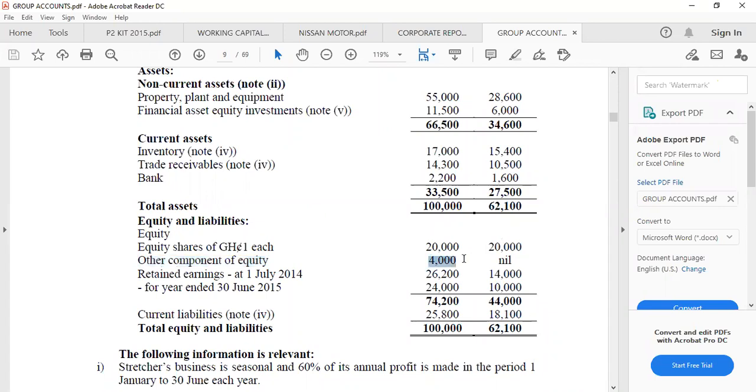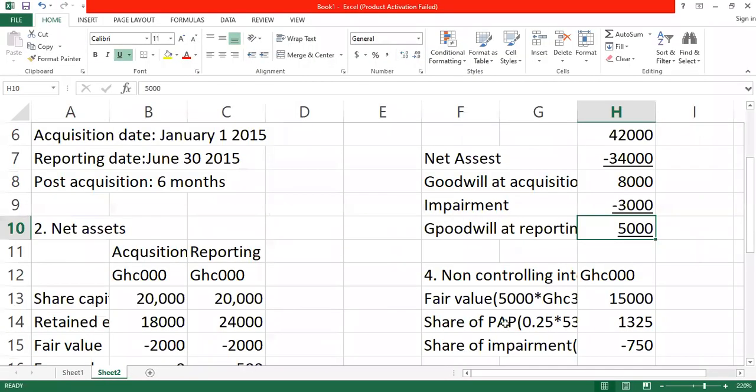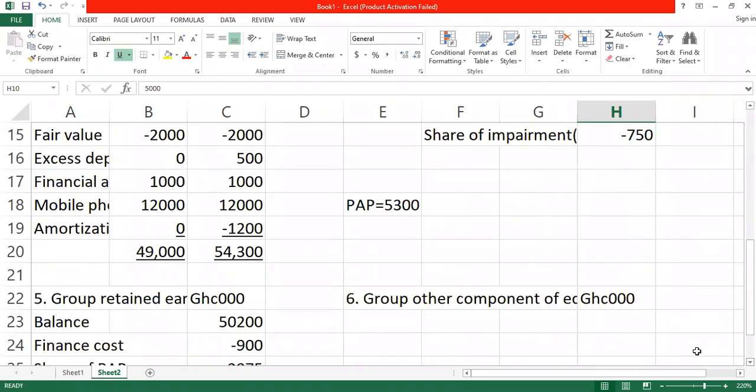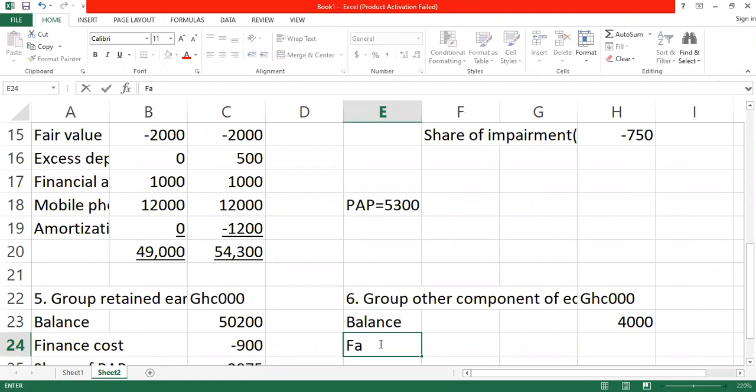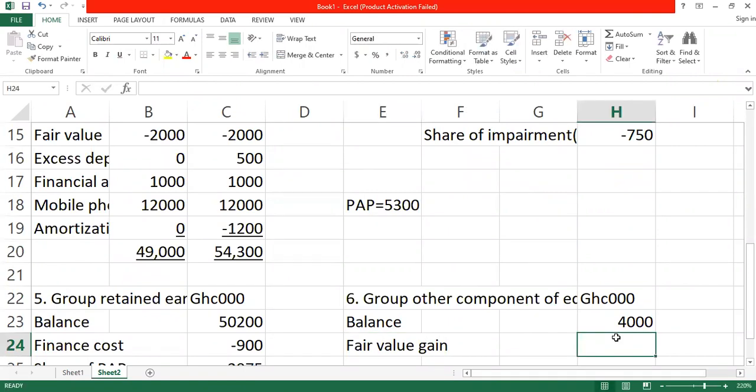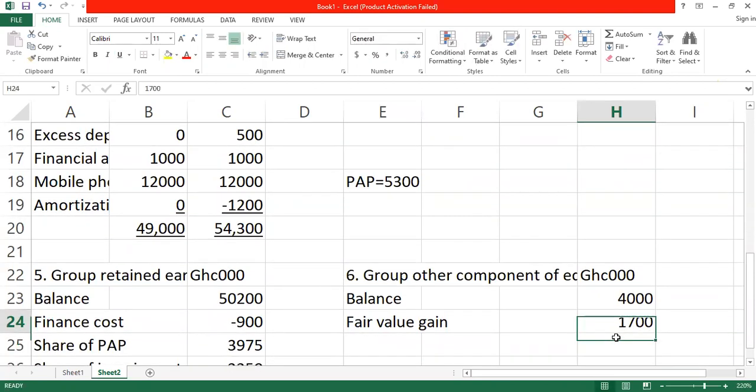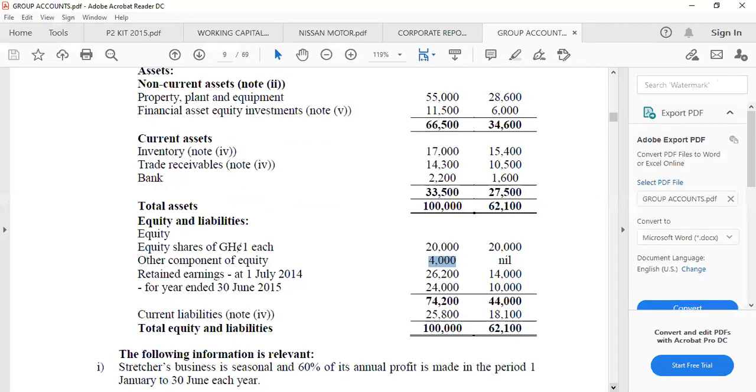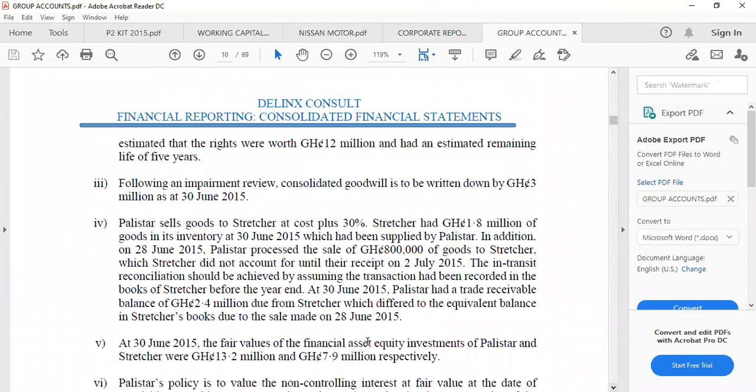What is the other components of equity balance? It was 4,000, isn't it? 4,000. So this will now increase by 1,700. So let's go to other components of equity. Okay, we have the balance here. Balance at the beginning is 4,000. So we now add the fair value gain, which is 1,700. Are we okay? All right. Let's go to Stretcher.